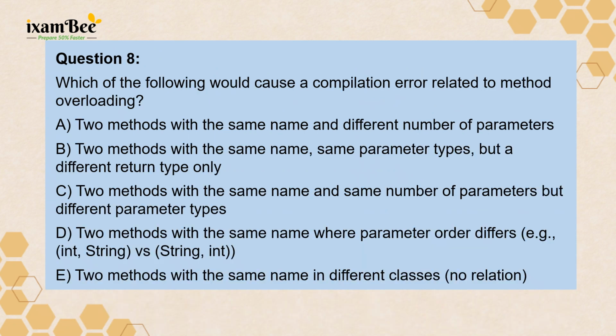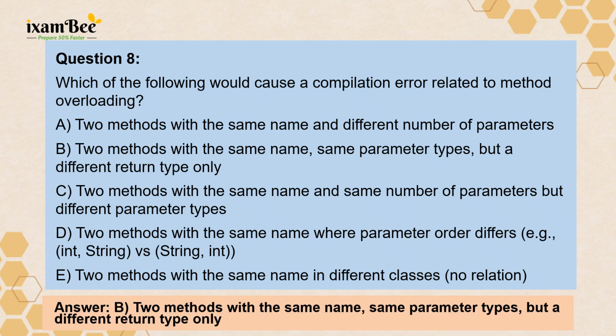In this next question, it is asked which of the following would cause a compilation error related to method overloading. So you have to choose which is going to produce a compilation error when method overloading is occurring. The answer would be B. Two methods with the same name, same parameter types, but a different return type only will always cause a compilation error because the system will not be able to understand how to resolve the methods.